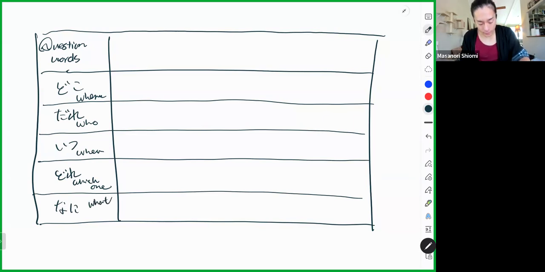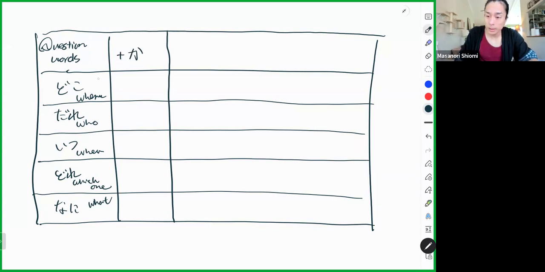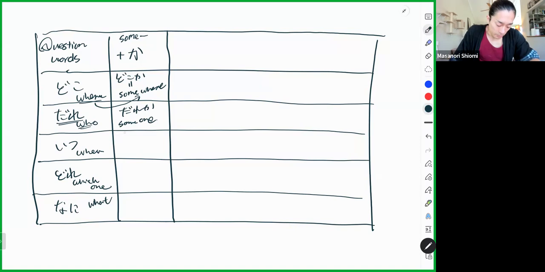Okay, we have learned in the past chapters that if we add か to these question words, it's going to add the meaning of some blank. どこか would be somewhere. I want to go somewhere. 誰か, this one's asking about person, so someone. I met someone the other day.